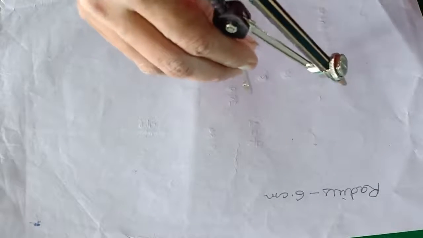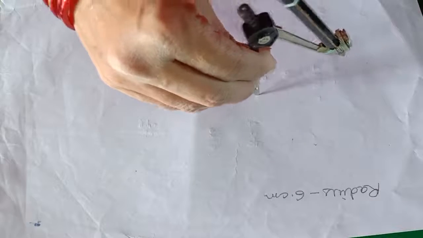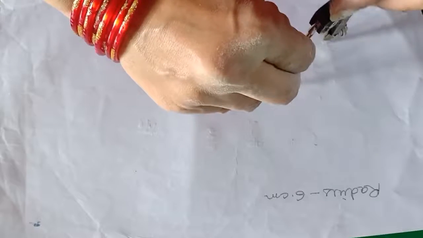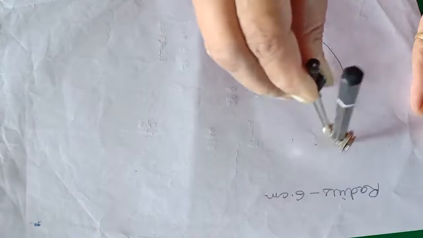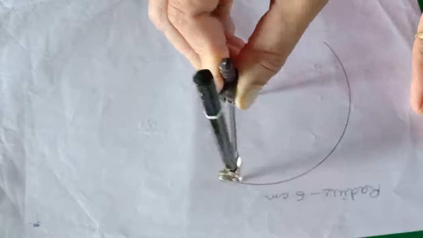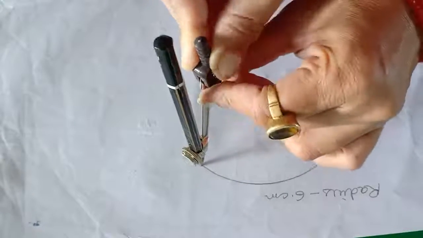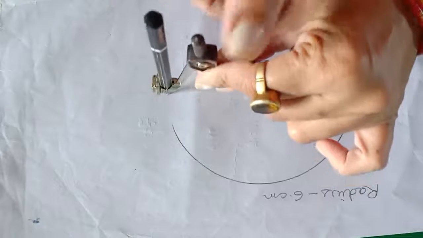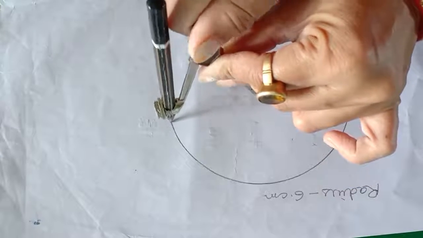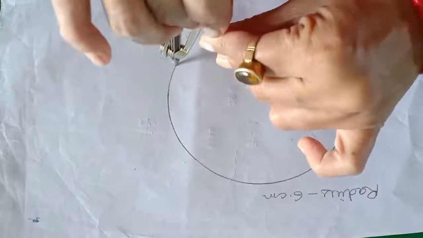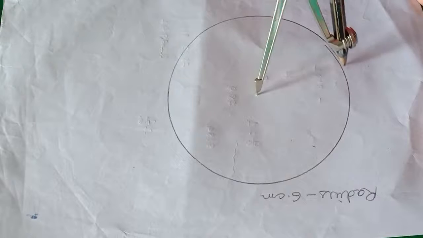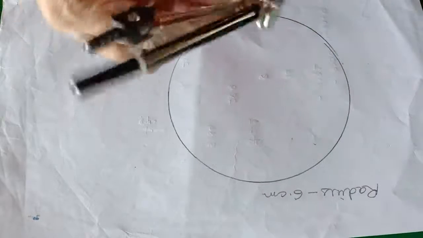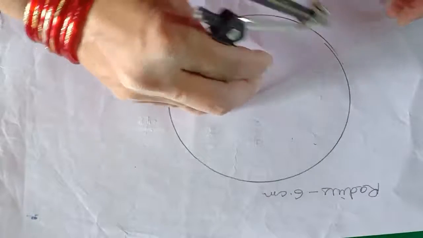After taking the measure, we will do the same thing. We will fix this metal arm at one point and only rotate the pencil arm with the help of the hinge. Okay, so like this we will construct the circle.